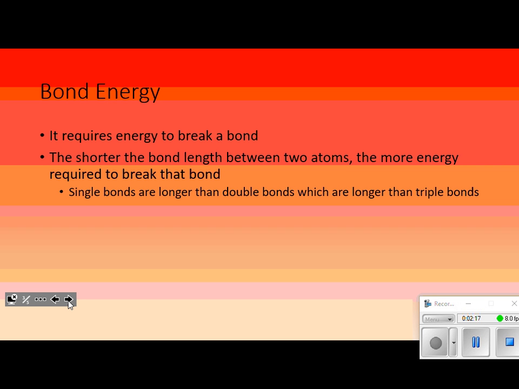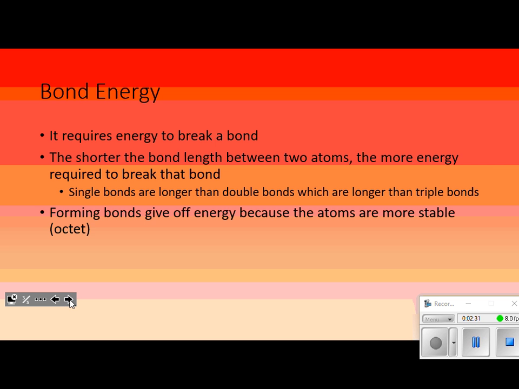And double bonds are longer than triple bonds. So hopefully you can deduce from this that a triple bond would require more energy to break apart than a double bond. A double bond would require more energy to break apart than a single bond. On the other hand, if breaking bonds takes energy because you're overcoming attraction, you're undoing stability, forming bonds will give off energy. Because when atoms become more stable, energy is released.